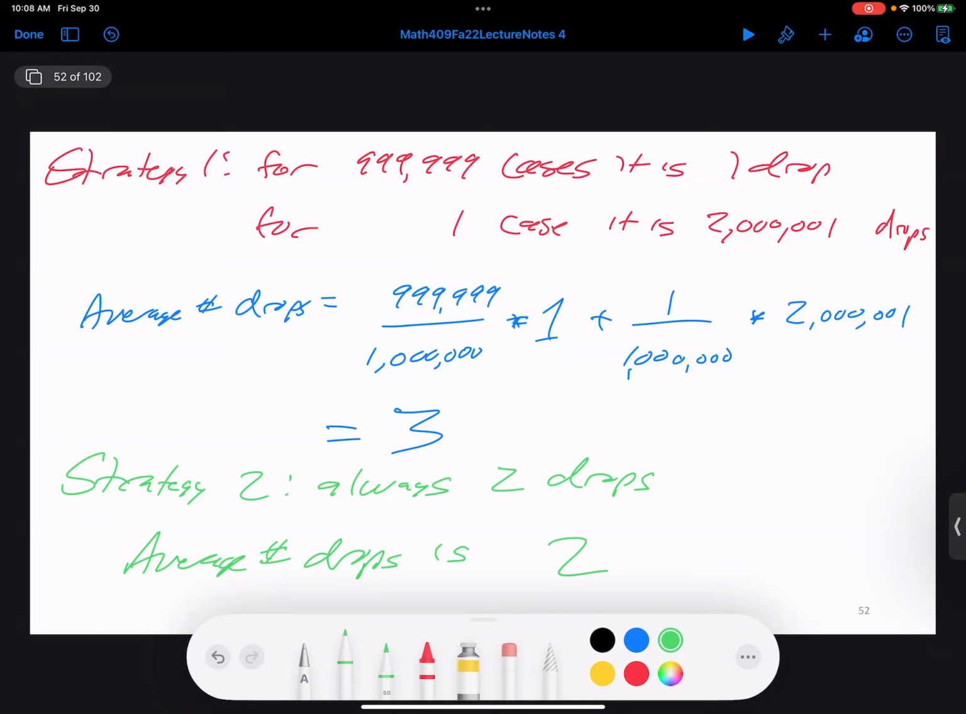It's horrible. Strategy 2 is the safest strategy. You'll always get it in 2. Strategy 1, every now and then, once in a million, is going to be horrible. So when you're trying to come up with your best strategy, you have to decide what you mean by best. Are you trying to minimize the expected number of drops, or are you trying to minimize the worst case scenario?